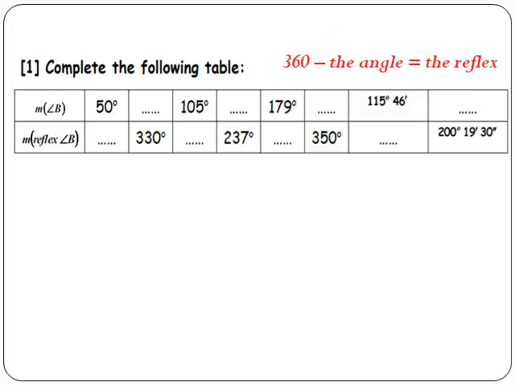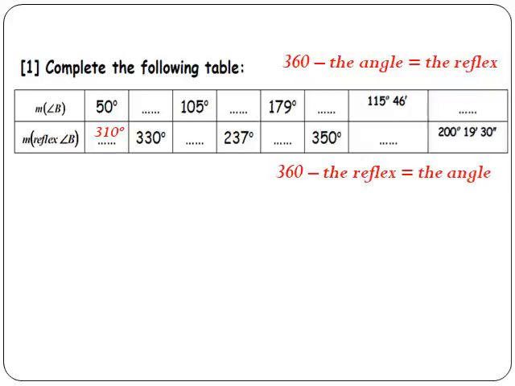If you want the measure of the reflex angle, it's 360 minus the angle. If I want the measure of the angle, it's 360 minus the reflex angle. Every time, if you see reflex, do minus 360. So 360 minus 50 is equal to 310.